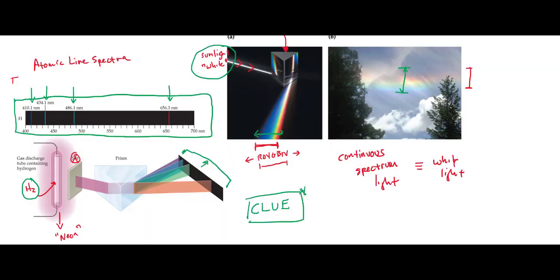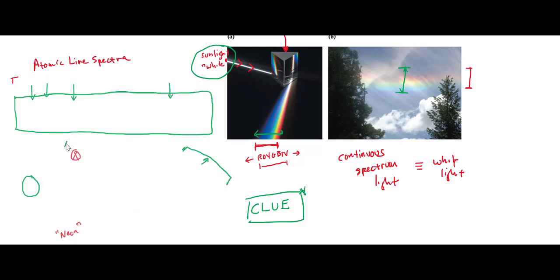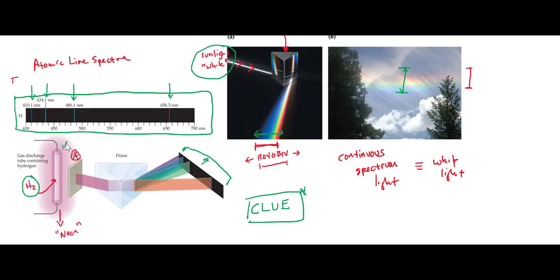And what scientists learned about these bands is that this pattern of where the lines showed up and how many lines showed up was unique to every single element on the periodic table. So scientists built a bunch of different gas discharge tubes like this with different elements, and they found out that the colors were all completely different.